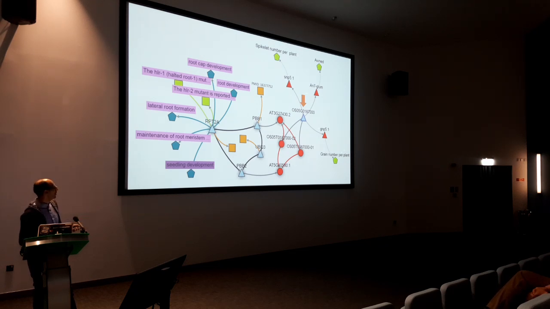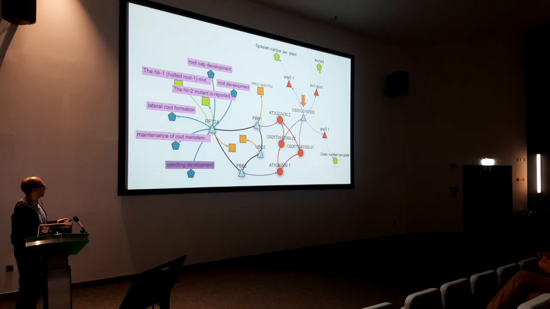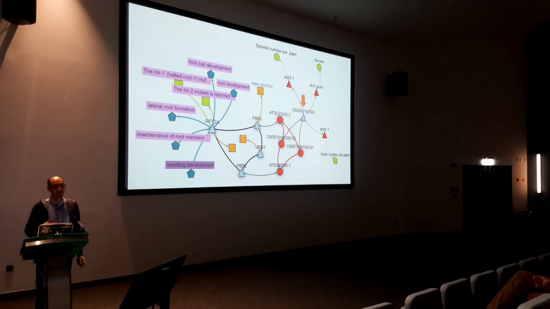They are linked to traits like grain number per plant. And then on this side of the knowledge graph, we can see that the rice ortholog in Arabidopsis is linked to lots of different root-related traits. And these are phenotypes, for example, that are known about the rice ortholog in Arabidopsis.